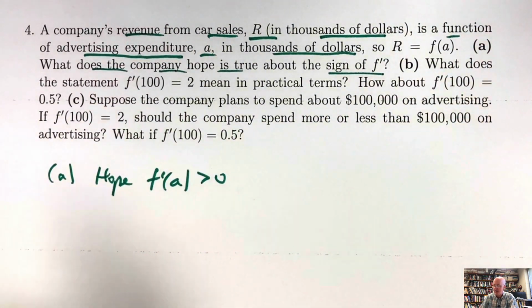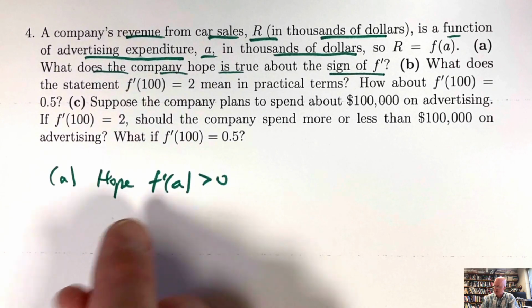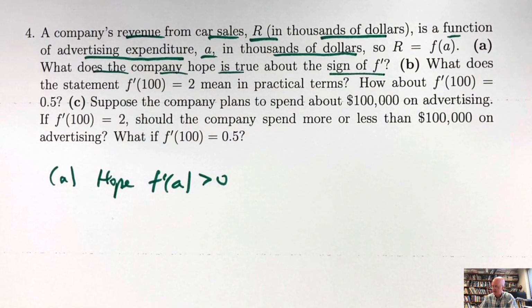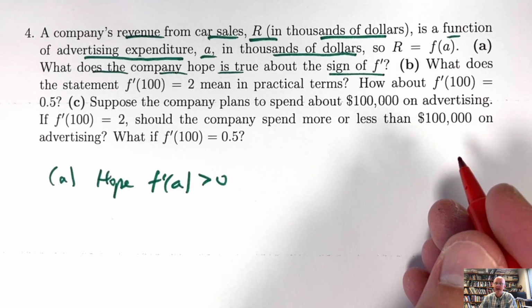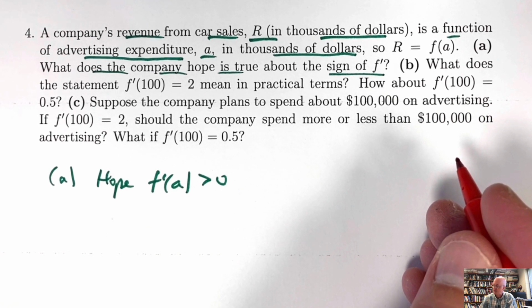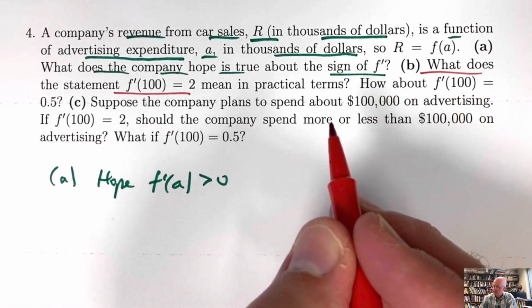And here we are thinking about costs. We are thinking about advertising expenditure, which is a cost. That's going to be relevant for later in this problem. But that's certainly a minimal hope for part A. And if you were asked to explain, you could say, well, certainly we would not want the revenue to go down as we spend more on advertising. That would be terrible.